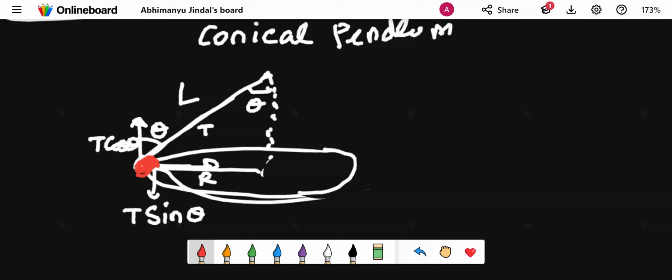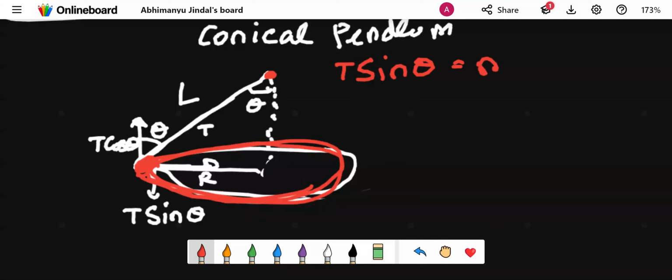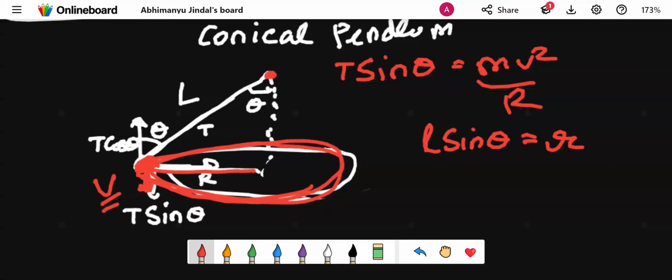Now, because the bob is moving in a circle of radius r, it's going to go this way, around the circle. So T sine theta is going to be equal to mv square by r, where v is the velocity and r is the radius. Now you guys know this is theta, so L sine theta equals r, because sine theta equals r by L.